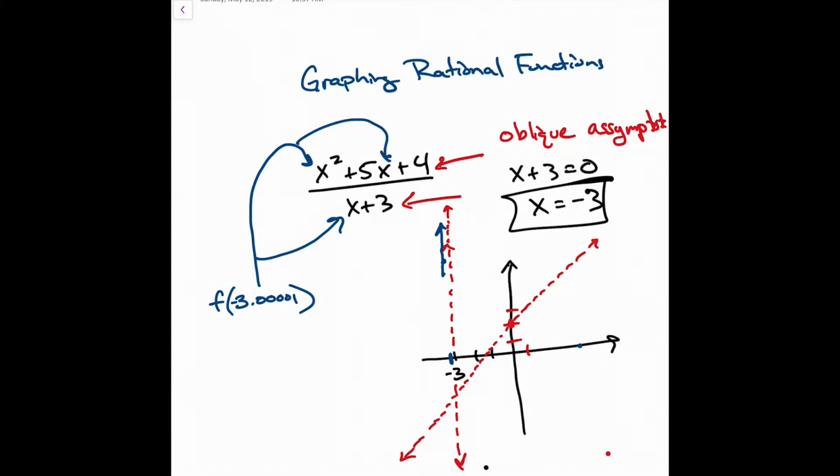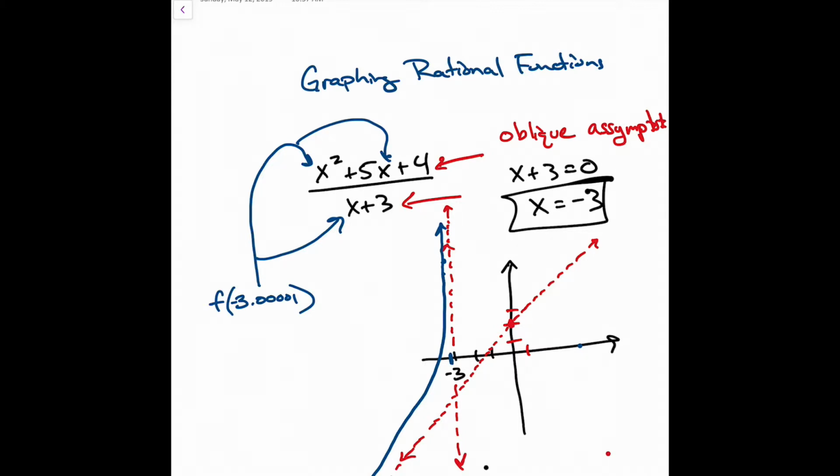And so that means as it's going up, as I'm going down, this function is also going to follow the oblique asymptote, right? It's going to follow that oblique asymptote forever and ever, but never actually touching.